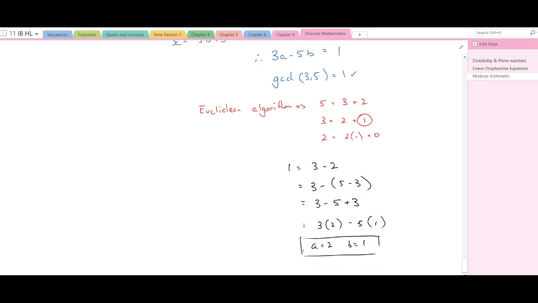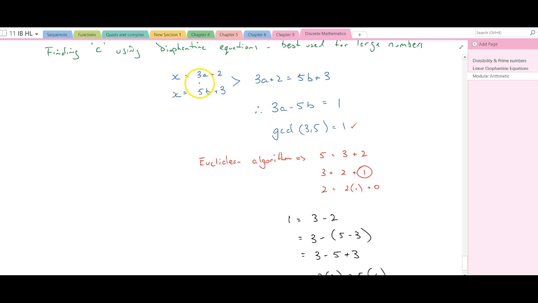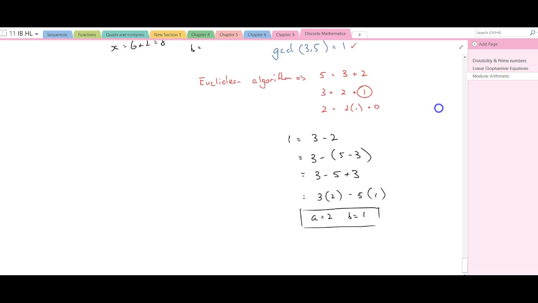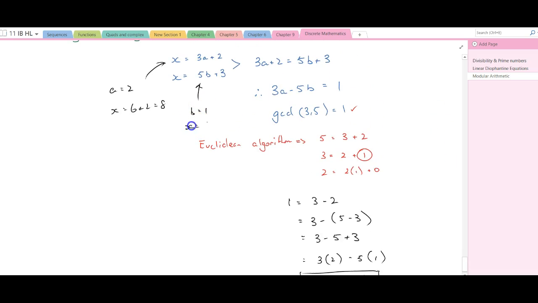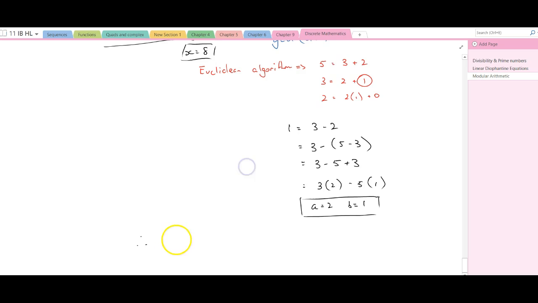Therefore, with those values of a and b, I can put them back in up here. If a is equal to 2, then x is equal to 3 times 2, which is 6, plus 2, which is 8. I'll also get it from here, putting b equals 1 in there: the same result, x equals 8. There's my simultaneous equation being checked out at x equals 8. So there's my value of C. So I could say that my solution is that x is equal to 8 mod 5 times 3, which is 15.